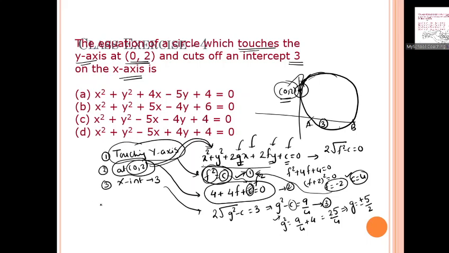Yes, sir. So once you got g, f, c, you have to just substitute them in the equation. So what is the required equation? X square plus y square. G is plus or minus 5 by 2. So 2g is how much? Plus or minus 5x. Okay. And 2f is minus 4. So minus 4y plus 4 equal to 0. Clear है ये?